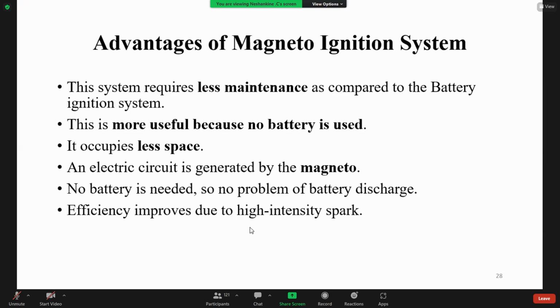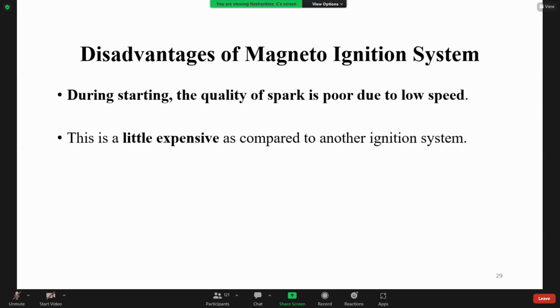Then disadvantages of the magneto ignition system. During starting, the quality of spark is poor due to low speed, and it is a little expensive compared to other ignition systems. These two are the disadvantages of the magneto ignition system.